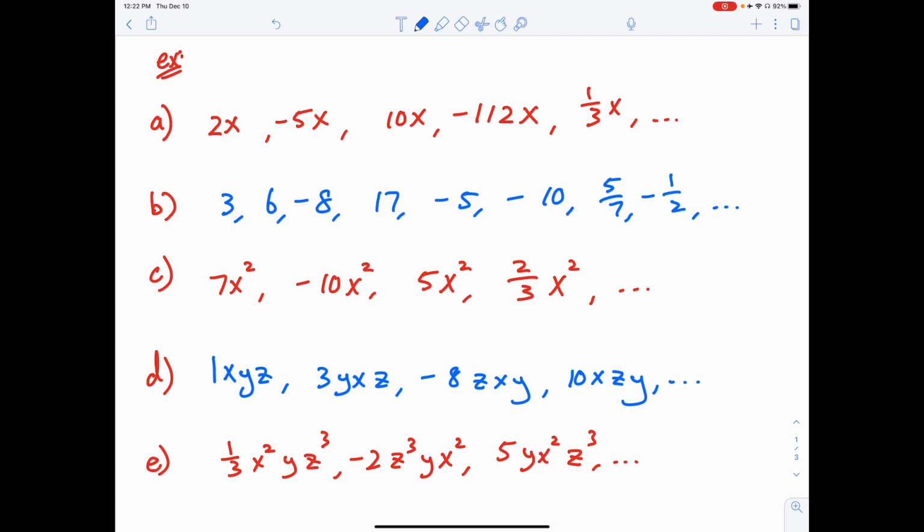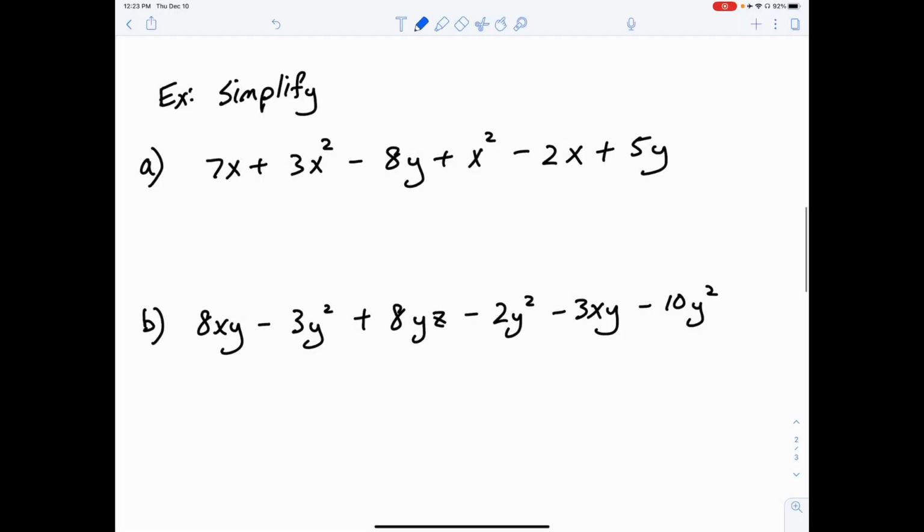And for E, again, you can have some number in front. Again, it can be fractions, decimals, integers, and then make sure you just have an x squared, a y, and a z cubed. And again, those letters can be reordered in whichever order they want, but you have to make sure that all three are there. So again, you can have z cubed, y, and x squared, or y, x squared, and z cubed. As long as they're all there, you can always reorder them back to match the like terms condition.